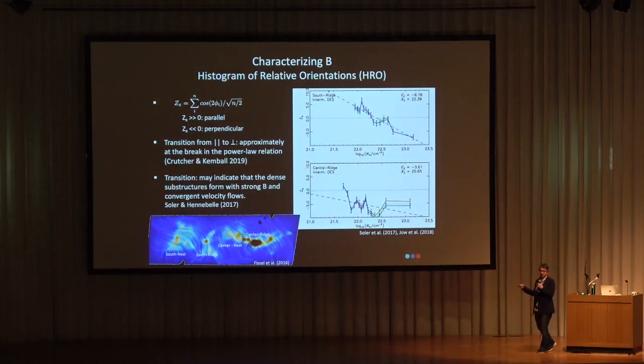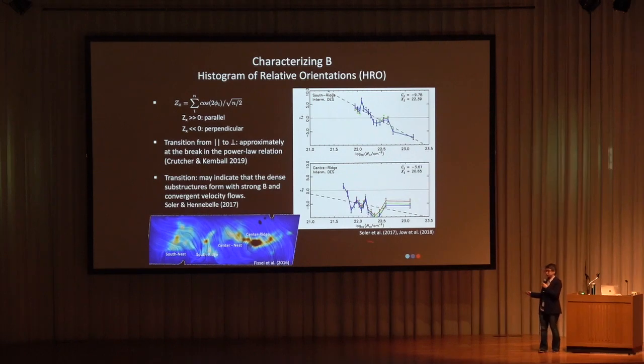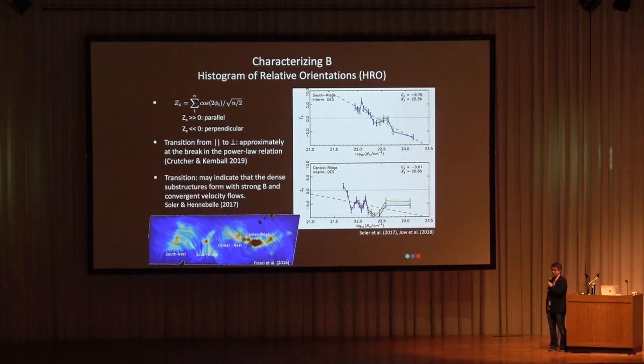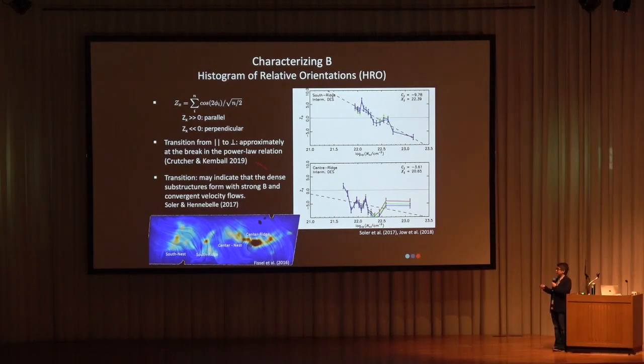For example, Zhou et al. looked at the VII molecular cloud, and using this ZX value, they quantified the alignment of the magnetic field better with the region of the VII, looking at the transition from parallel to perpendicular magnetic field. This transition from parallel to perpendicular was shown by Crutcher and Campbell 2019 to be related to where there is a break in the power law relation that we talked about before.